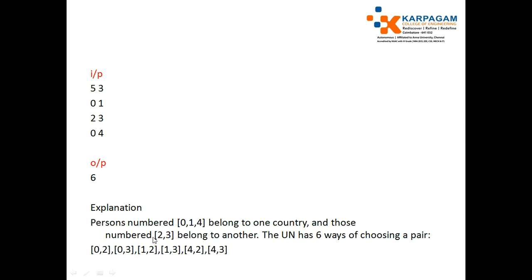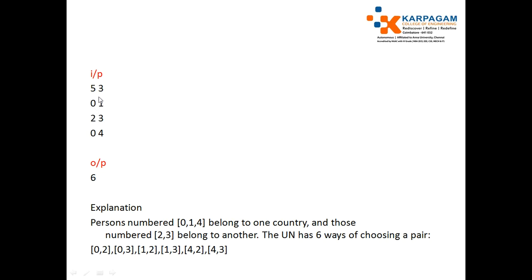I hope you understand the problem here very clearly. 5 is nothing but the number of astronomers available who will be going to the moon. Their numbers are 0, 1, 2, 3 and 4. And 3 is the number of pairs given as input here. The first pair is 0, 1, the second pair is 2, 3 and the third pair is 0, 4.